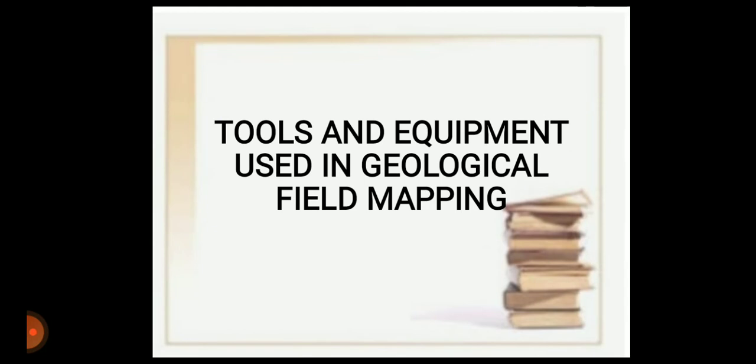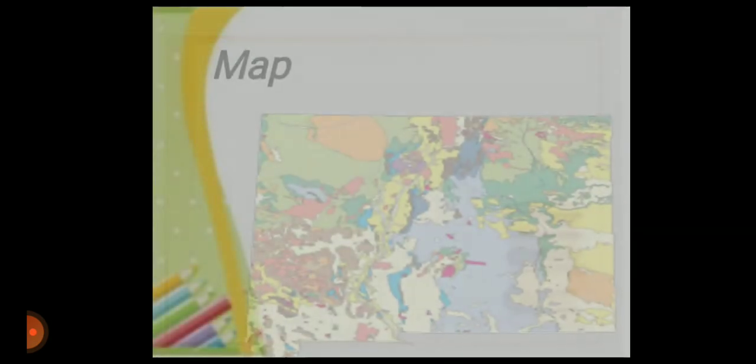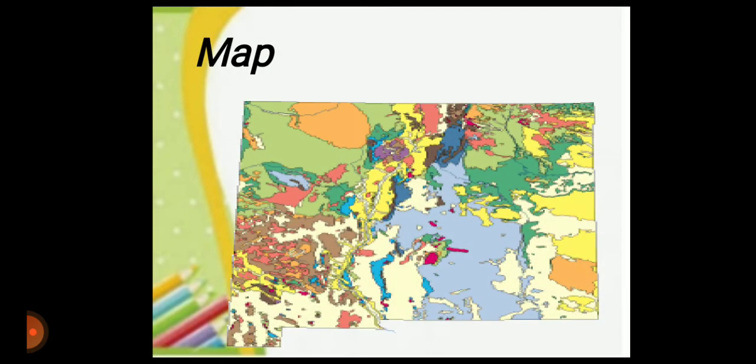Tools and equipment used in geological mapping. Maps. During the research phase, all existing data and maps of the field in question are collected. All suitable maps available, whether physical, political, relief, road, or topographic, should be carried to the field, as it is possible that details in one may not be present in another.